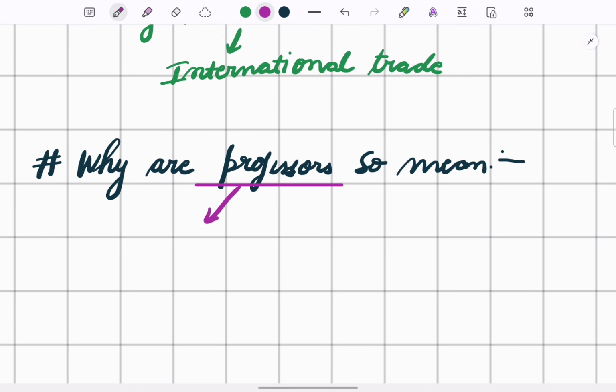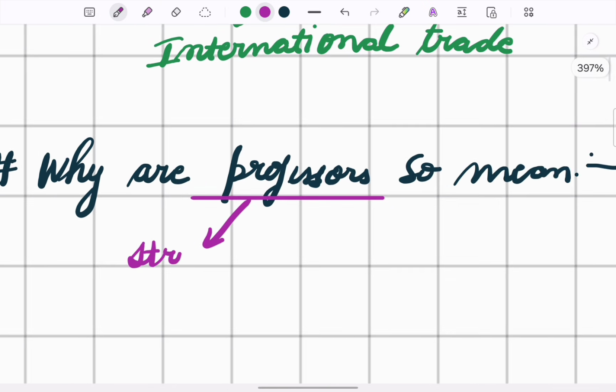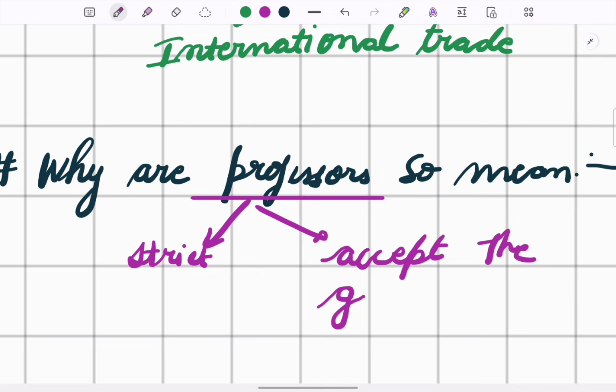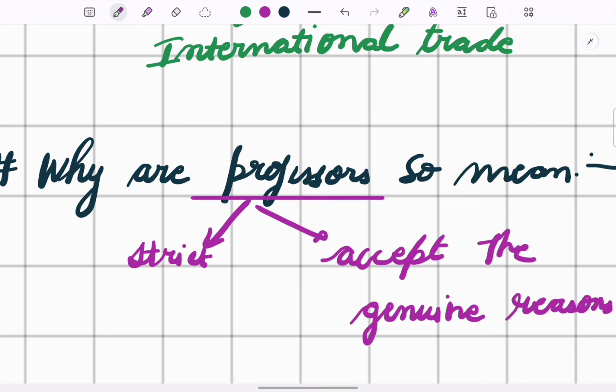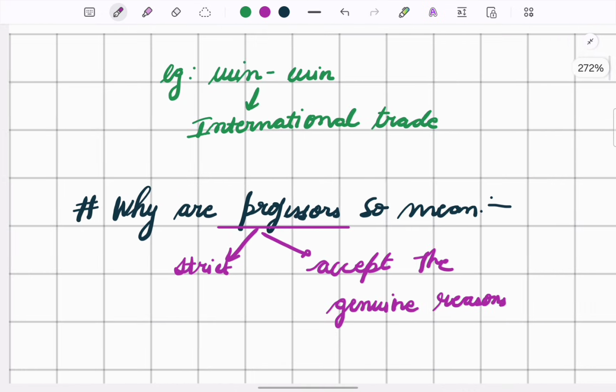but if you see the kind of choices a professor has, it is either to be strict or to be not strict, right? And to be genuine to the concerns of the individual, or you can say, accept the genuine reasons. So he accepts the genuine reasons for your late submission, for your late coming to the class.